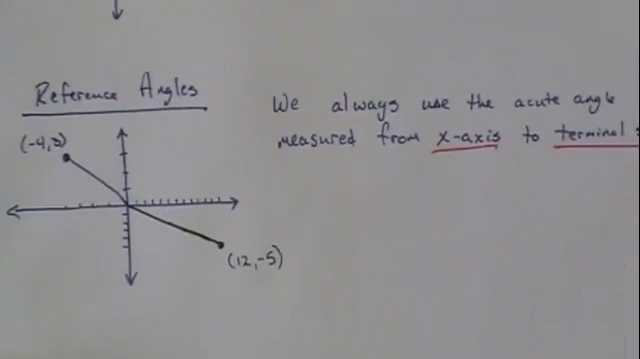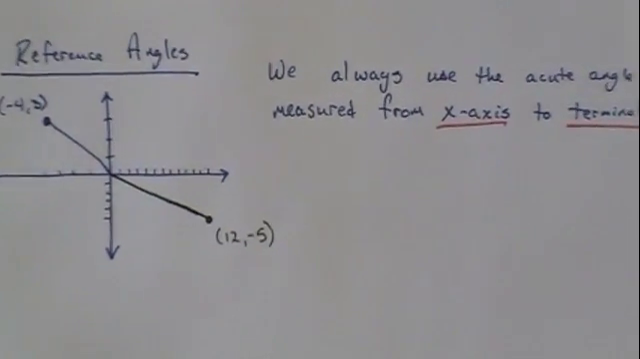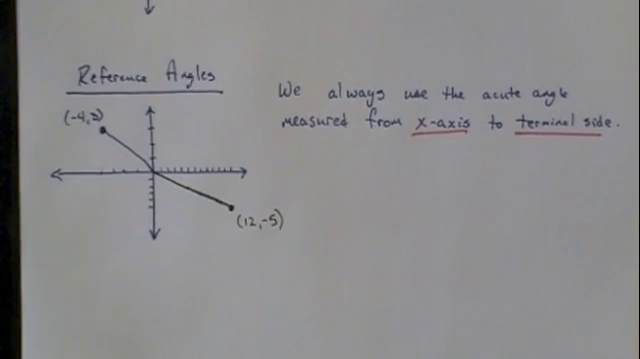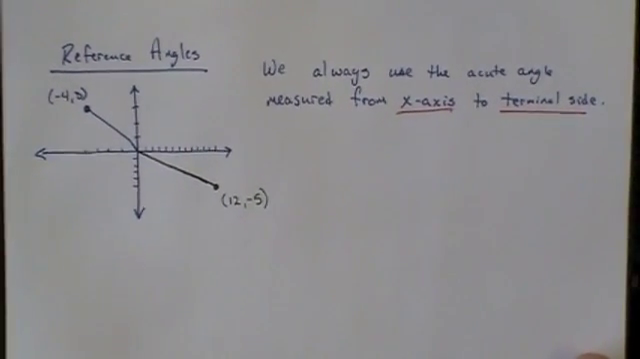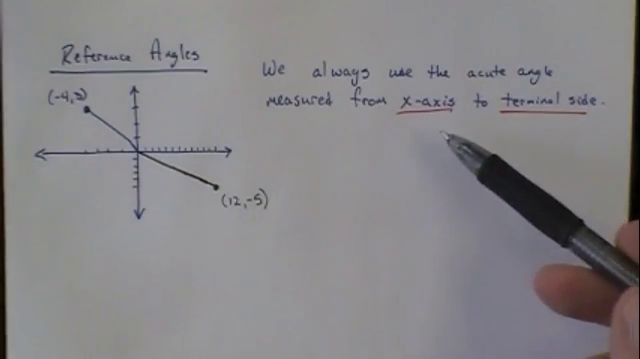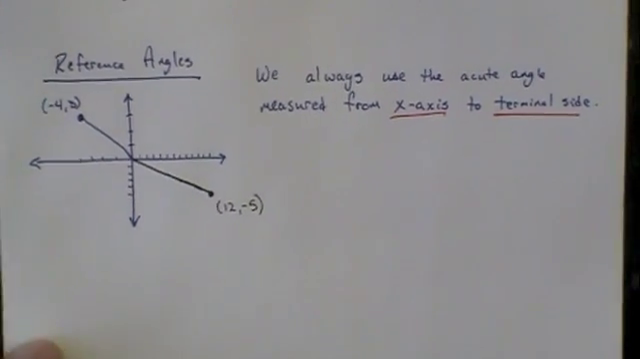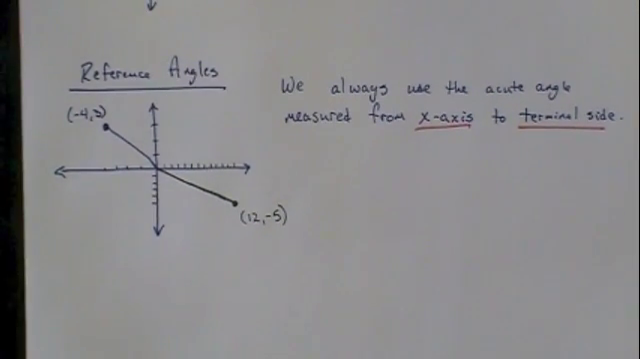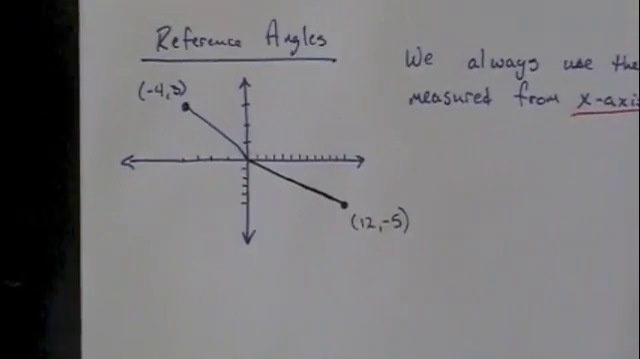Also, reference angles, and this is very important. When we're setting up our triangles, we want to make sure to pay attention to our reference angles, and we always want to use an acute angle measured from the x-axis to the terminal side. So I have two different examples here. Let's look at this first one. And again, remember we're going from the x-axis to the terminal side.